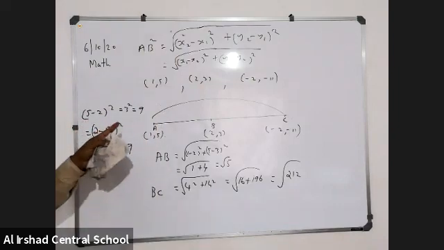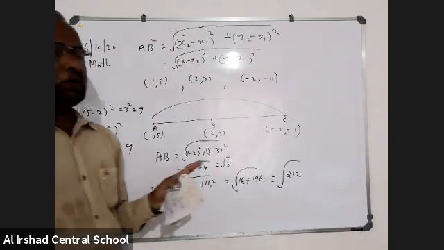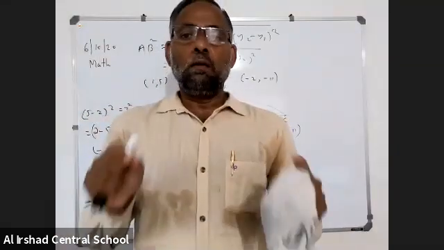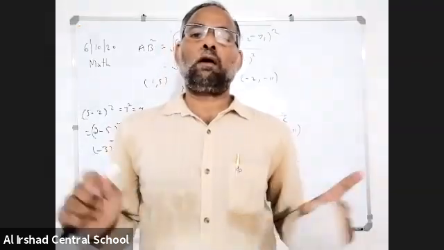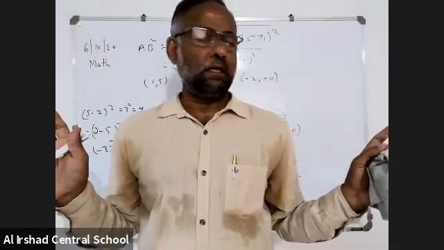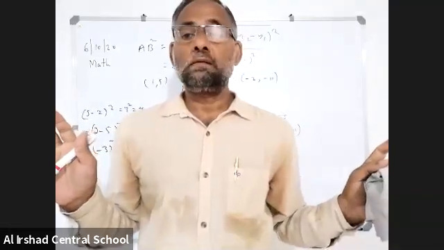5 minus 2, I know 5 minus 2 is not equal to 2 minus 5. But 5 minus 2 whole square is equal to 2 minus 5 whole square. I think it is clear. Correct?